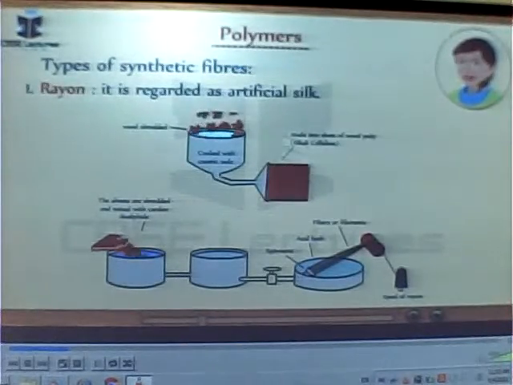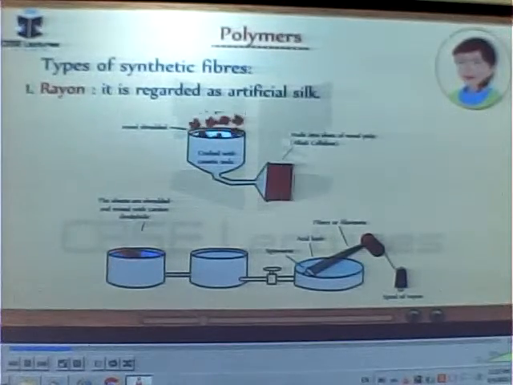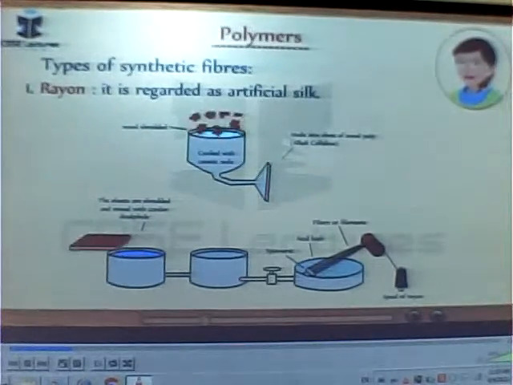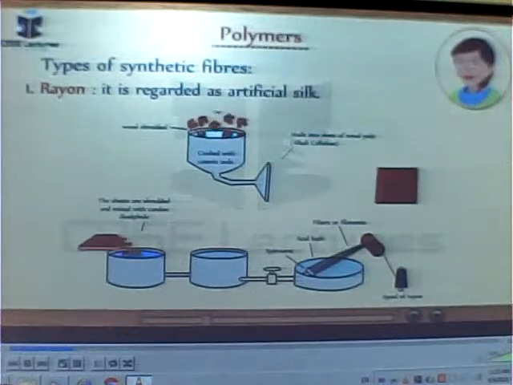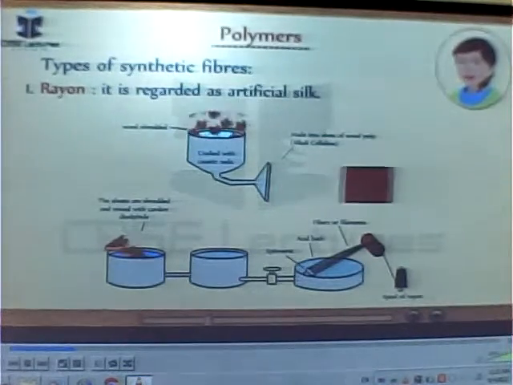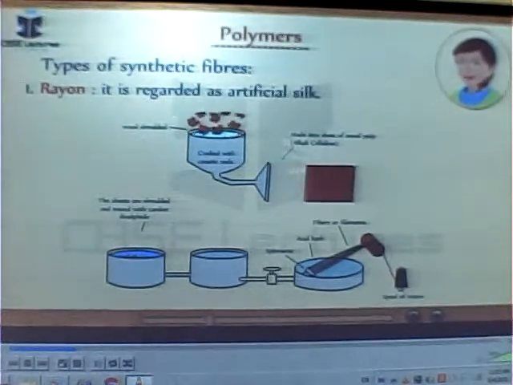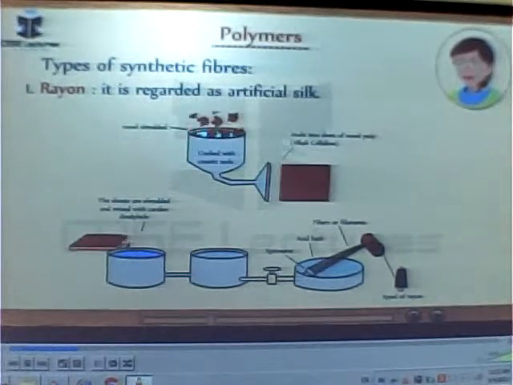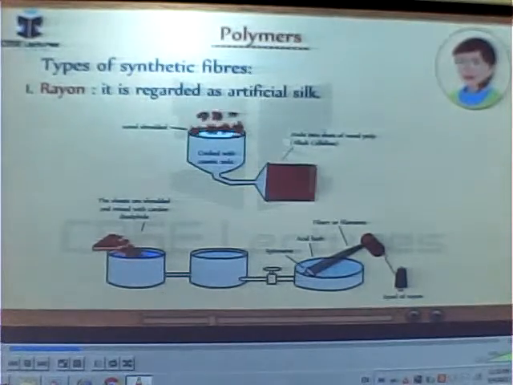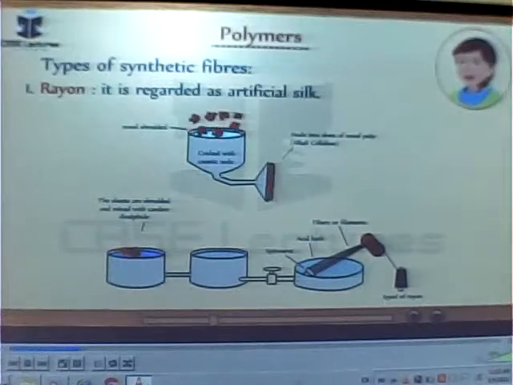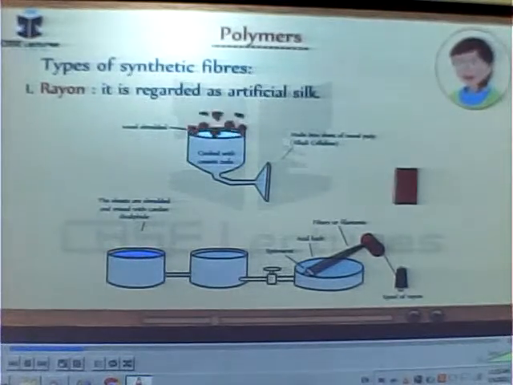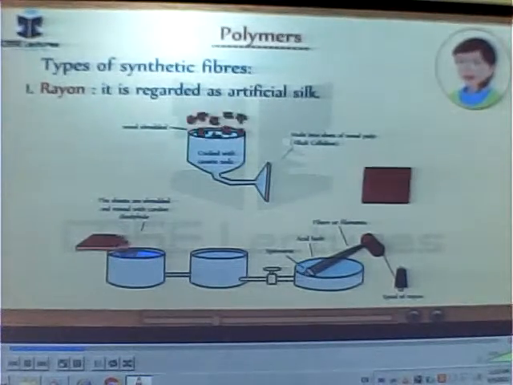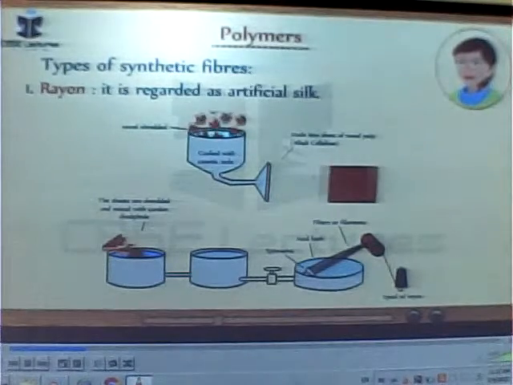Process of making rayon. It is a man-made fiber obtained by chemical treatment of wood pulp. Wood pulp is dissolved in sodium hydroxide solution to form viscose. Now, viscose is forced to pass through the tiny holes of a metallic cylinder into a solution of sulfuric acid, when silk-like thread of rayon is formed.